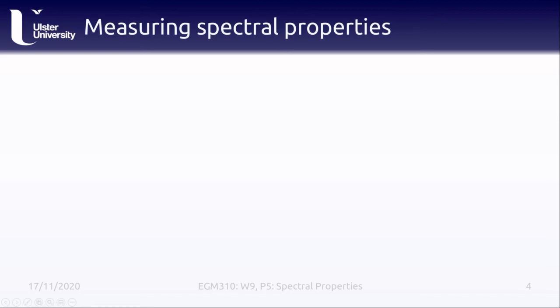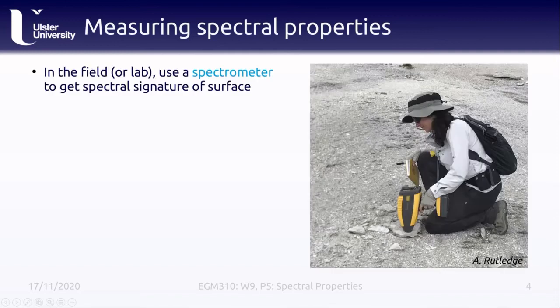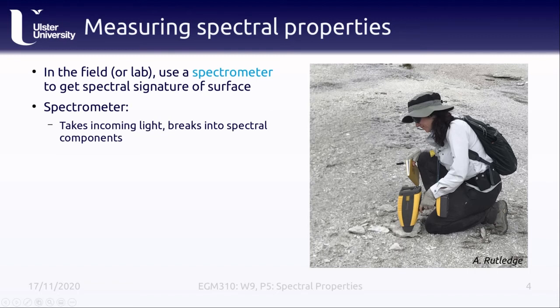In order to use the spectral properties of different objects, though, we have to measure them. In the field or in the lab, we can use an instrument called a spectrometer. A spectrometer, seen here in action somewhere in Arizona, takes the incoming light and breaks it into its individual spectral components, similar to how a prism works. It then records the reflectance of the object at those different wavelengths. In other words, it records a bunch of spectral reflectances.